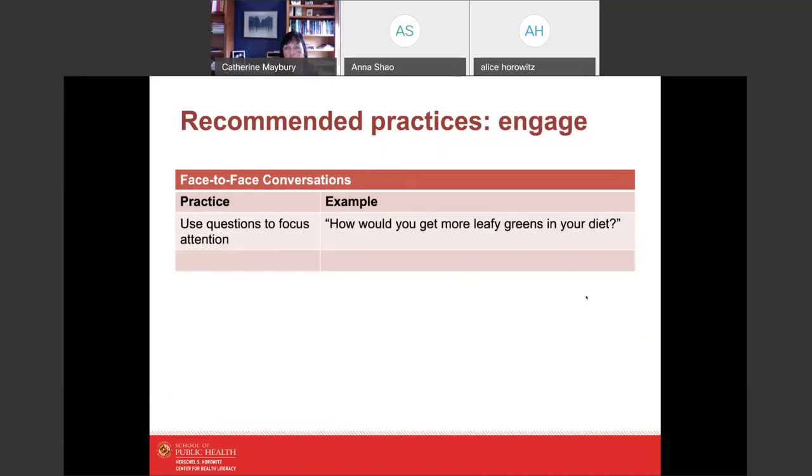So another practice is to engage users using questions. So we can use questions to focus attention. For example, following on from the last example, you could ask program participants, how would you get more leafy greens in your diet?